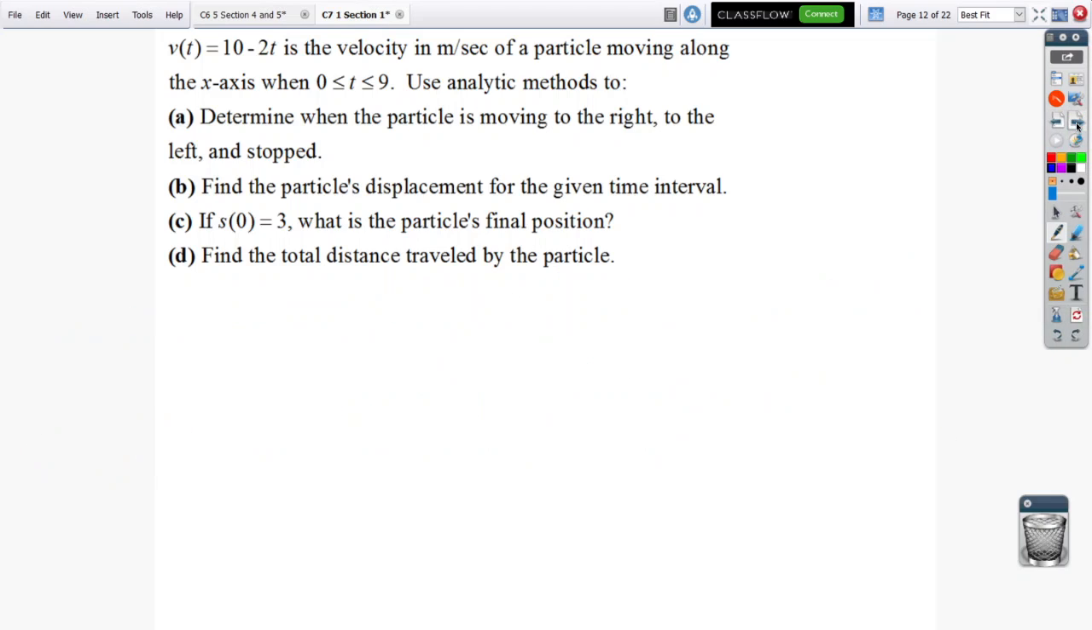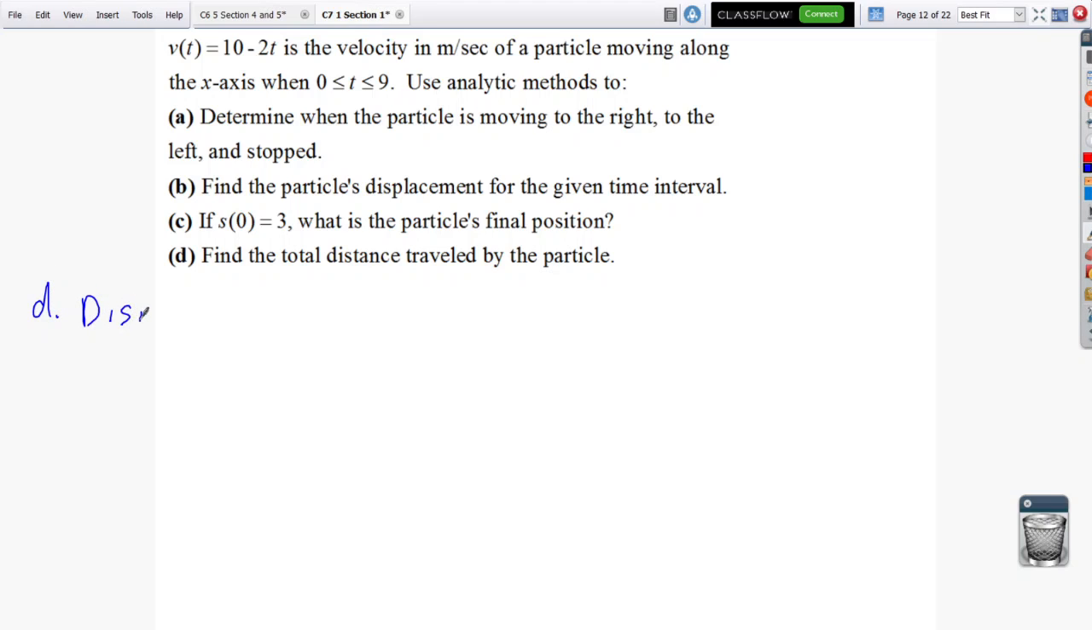Whew. Now we need to find the total distance. To find the total distance, we need to find the integral from the beginning to the end of the absolute value of the velocity. So, part D, the distance traveled is going to be the integral from the beginning of the interval to the end of the interval, 0 to 9 of the absolute value of V of t dt. Make sure the absolute value is only around the velocity. You saw I almost screwed that up, but then I caught myself.